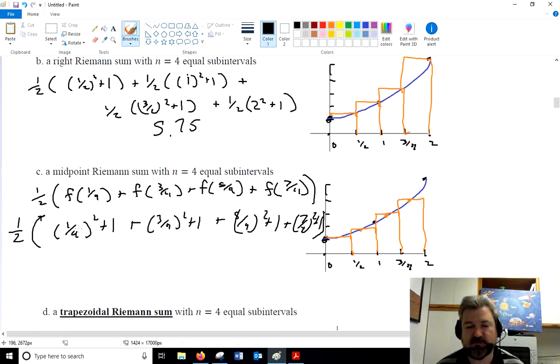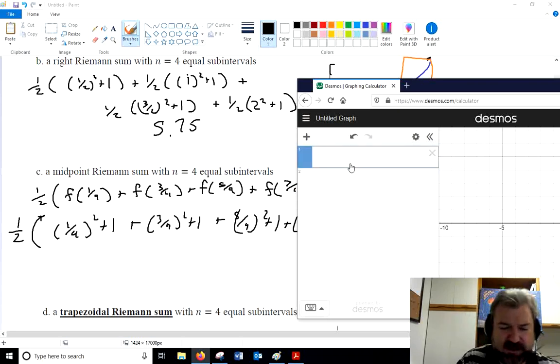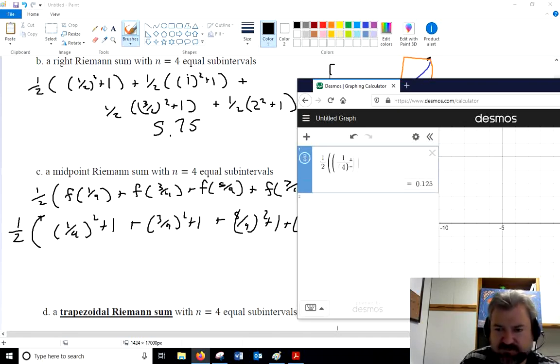Now, one other word of caution, I'm able to factor out this 1/2 only because we're doing equal subintervals. Later on, we'll see that they're not always equal. Sometimes they are different in size, in which case you definitely can't factor it out. You got to write it every time. All right, so let's do that. We got 1/2 times, let's see here, 1/4.